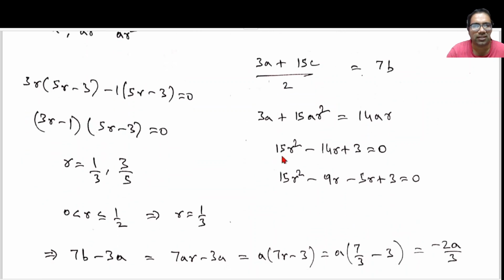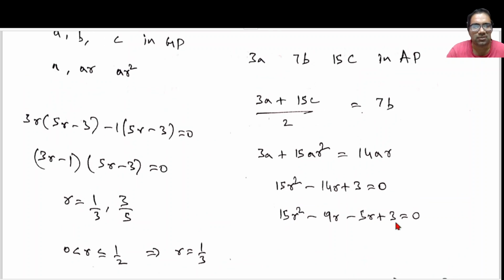What does that mean? We can write this as 15R square minus 9R minus 5R. 9 plus 5 is 14. 9 times 5 is 45, which is 15 into 3. Right, we can factorize this like this. If we take 3R common from these two terms, this becomes 3R into (5R minus 3). And here minus 1 into (5R minus 3). That becomes (3R minus 1) into (5R minus 3). So R is either 1 by 3 or 3 by 5, right?